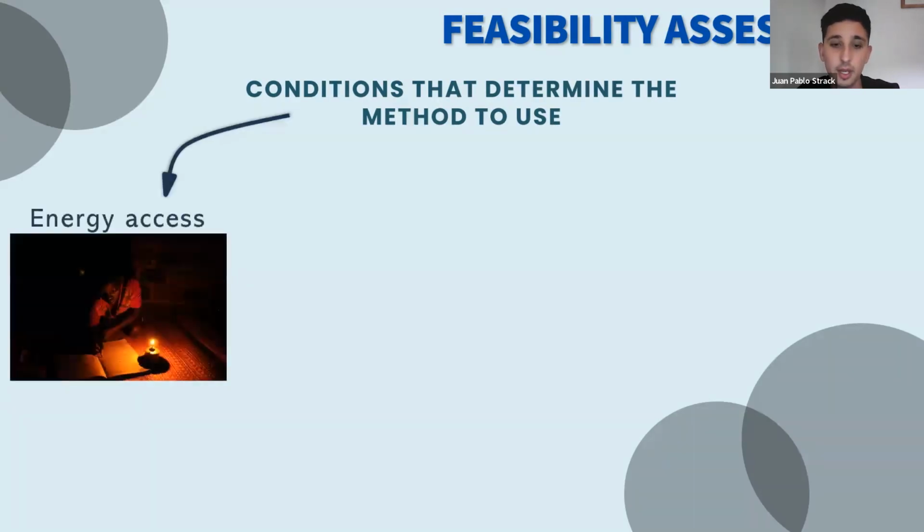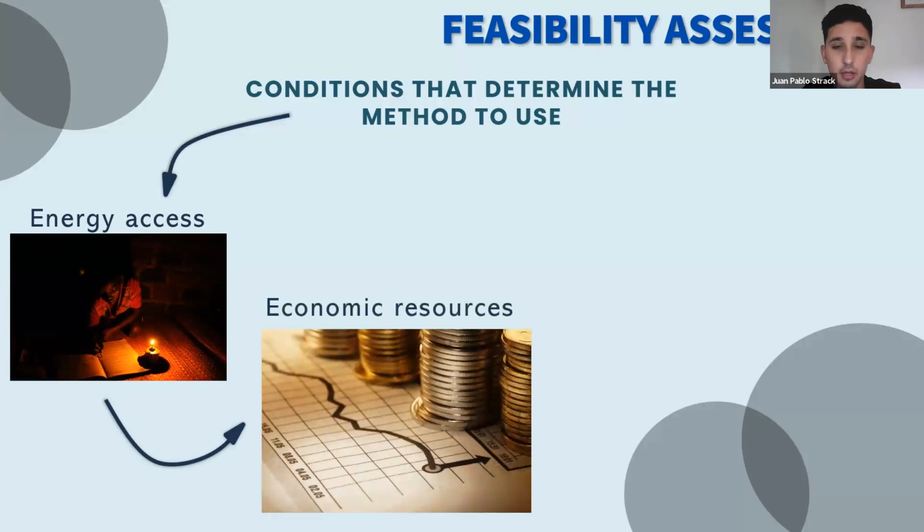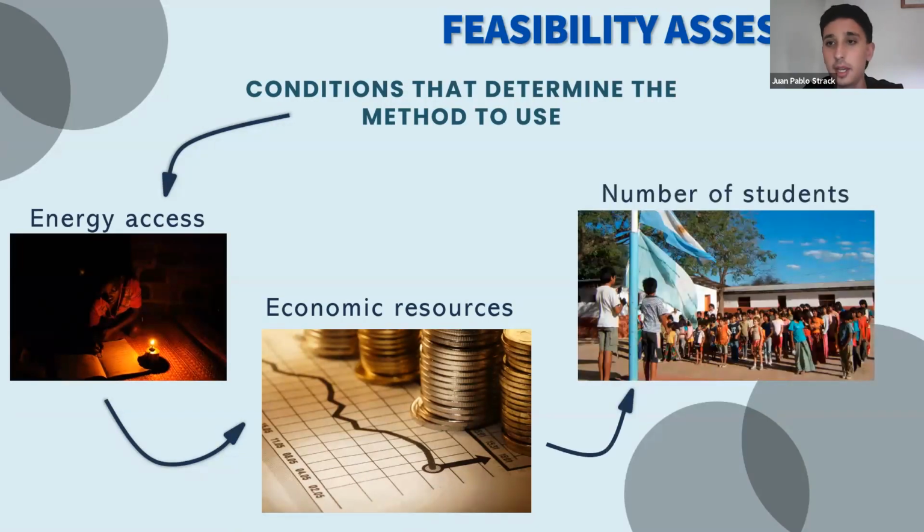For example, we have to determine if the school has energy access or not to select which method is better to use. And the economic resources have to be analyzed in each case, whether the school has good financial resources to afford one method to obtain water. And then the number of students determines which method is better to use in order to ensure the correct amount of water production.